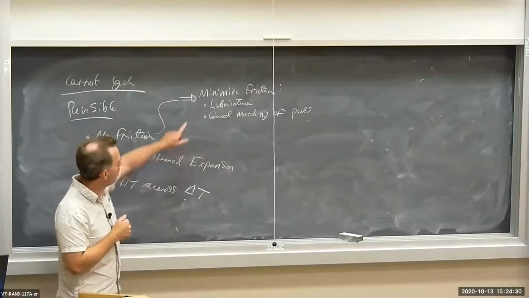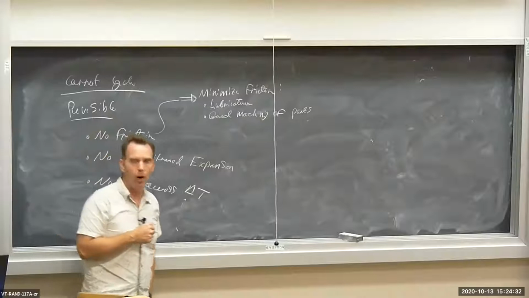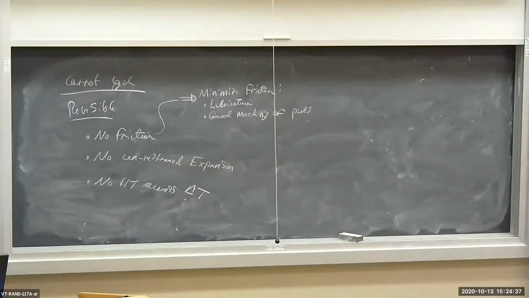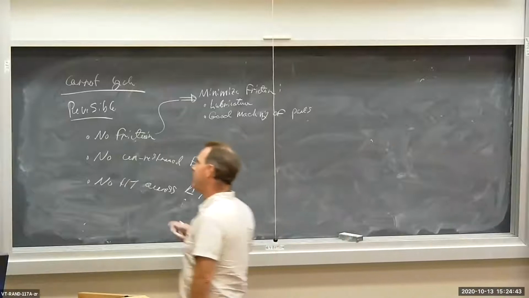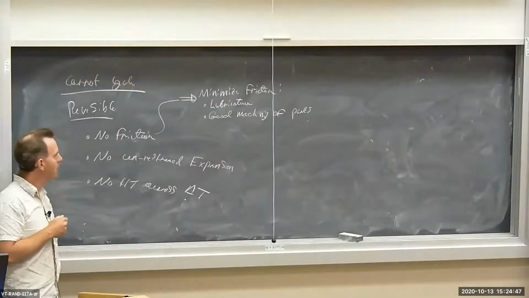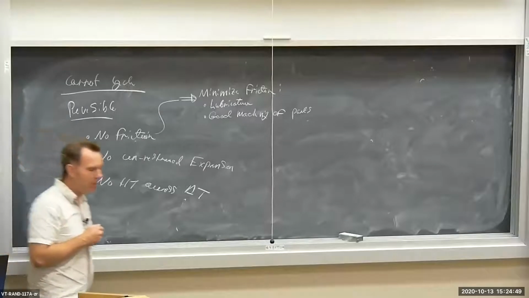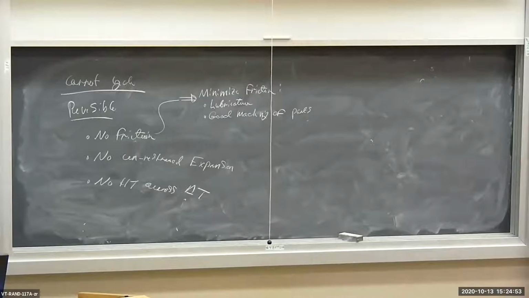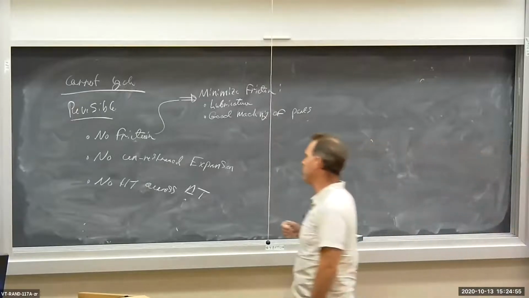So we can approach the Carnot cycle by having well-machined piston cylinder devices using lubrication. So that's how we can address the no friction. That's how we can approach the Carnot cycle physically, by minimizing friction using good machining and good lubricants. What about this no unrestrained expansion?